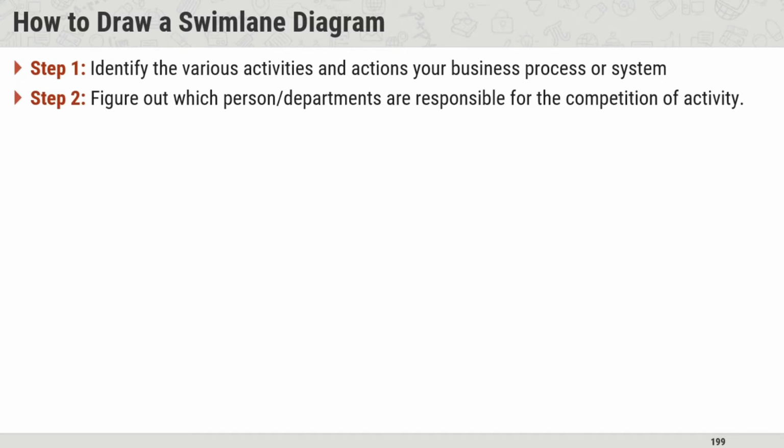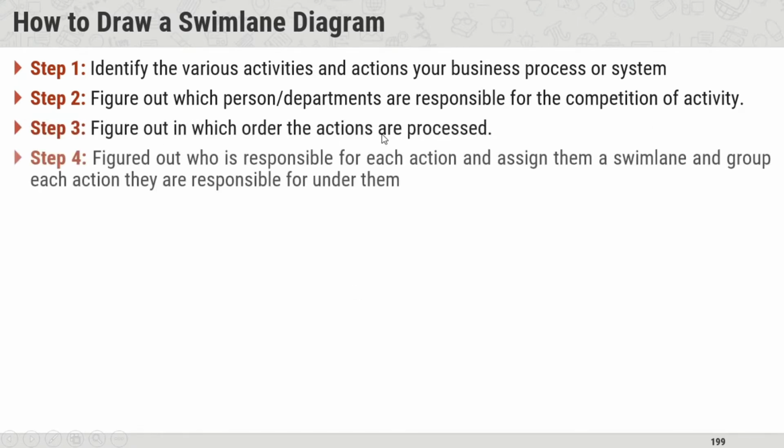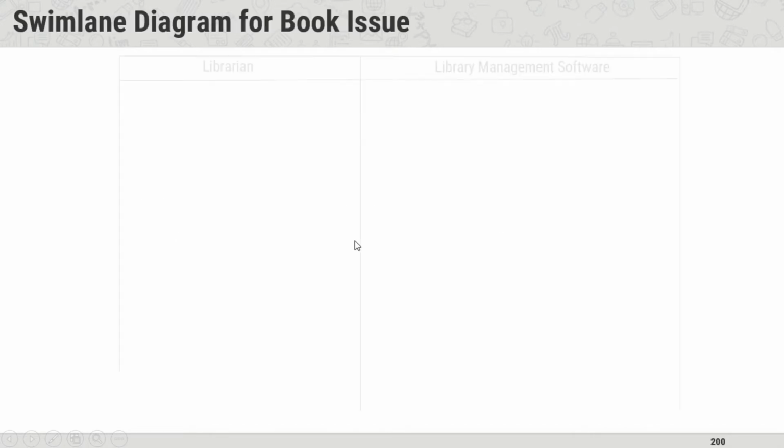So the second step will be to figure out which person or department is responsible for completion of that activity, and figure out in which order the actions are processed. Next, we have to figure out who is responsible for each action and assign them a swim lane, and group each action they're responsible for under them.